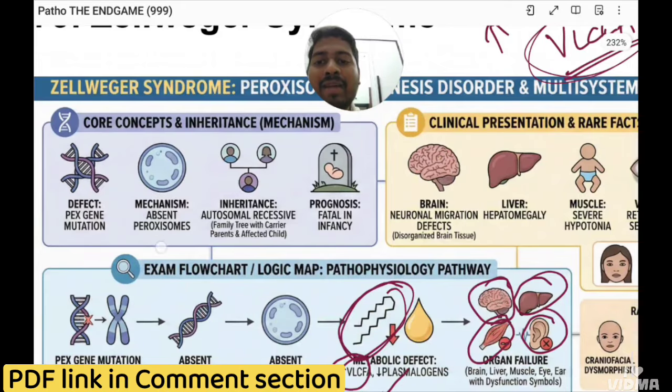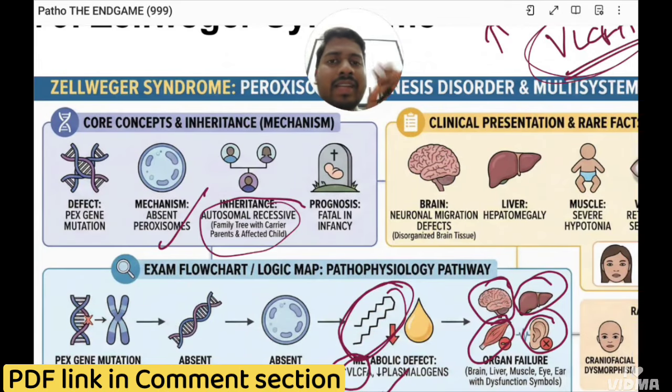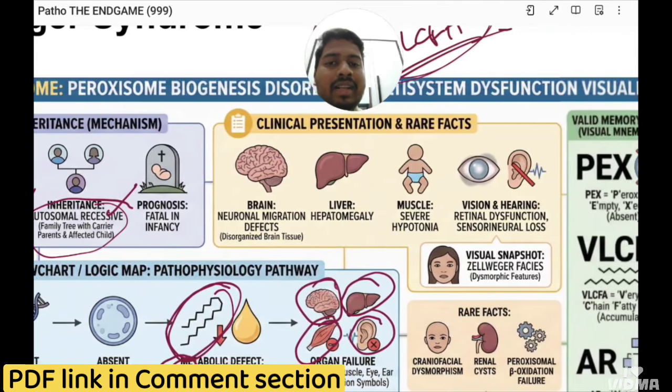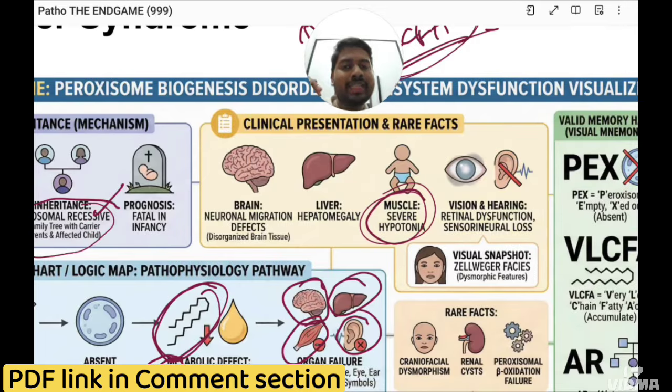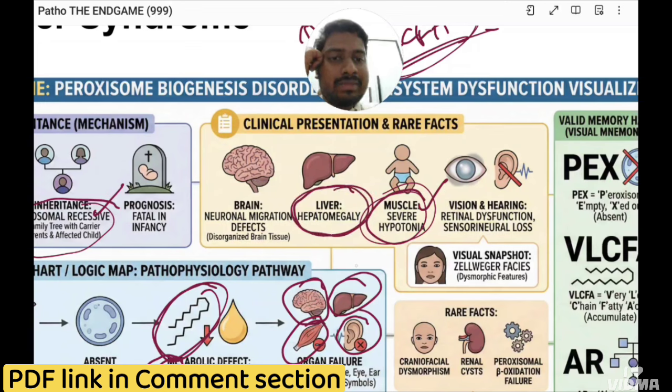So with absent peroxisomes, it is autosomal recessive. Again, almost all enzyme defects are autosomal recessive only. Now what is the presentation? It presents in infancy only, and the most common thing you will see is severe hypotonia. The child won't be moving limbs and all. So this comes under differential diagnosis of severe hypotonia, and there will be liver enlargement also. So hepatomegaly with severe hypotonia, always think of Zellweger syndrome.